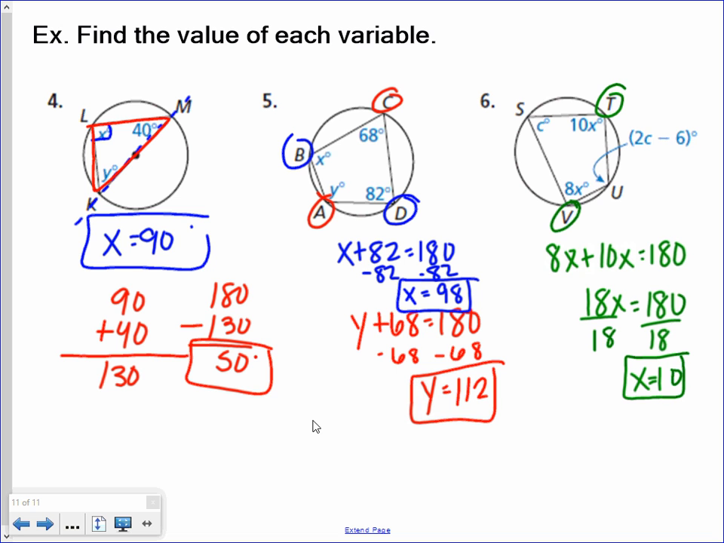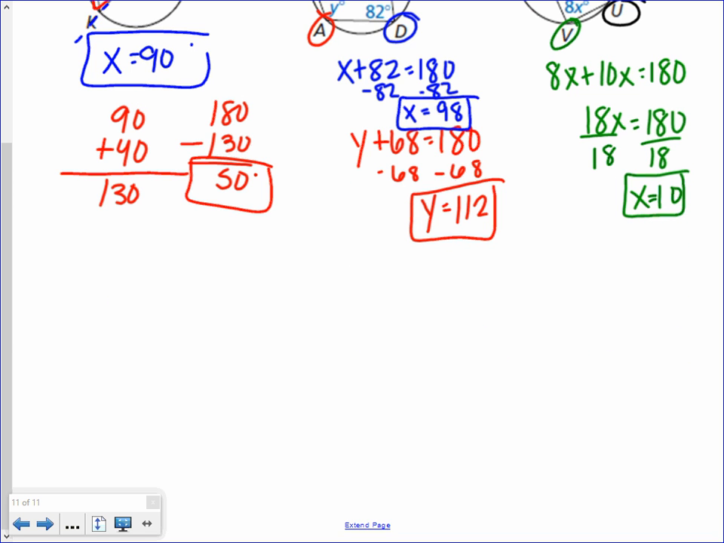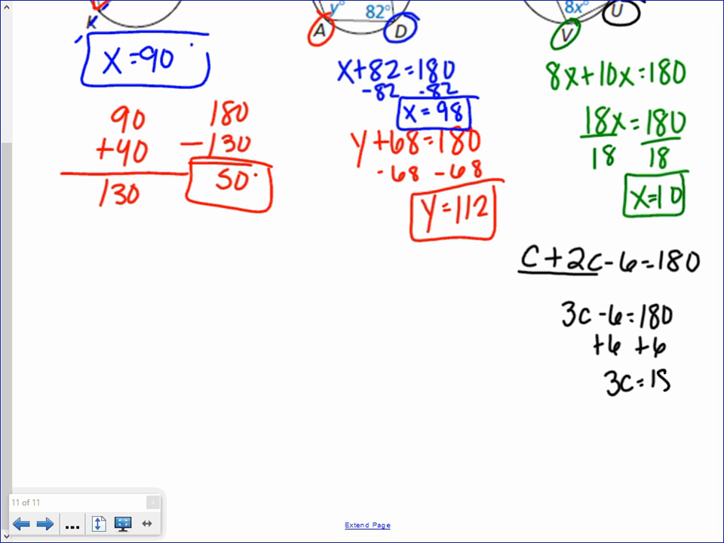And then the second pair would be S and U. So the C and then the 2C minus 6. Let's just be careful on our algebra here. C plus 2C minus 6. The 6 still stays a minus. Even though I know you're adding the angles, you still have to keep the minus 6 the way it is. We can't change it to plus 6 all of a sudden. So 2C plus C is 3C. Add 6 over. We get 3C equals 186. Divide by 3. We can do this one in our heads as well.